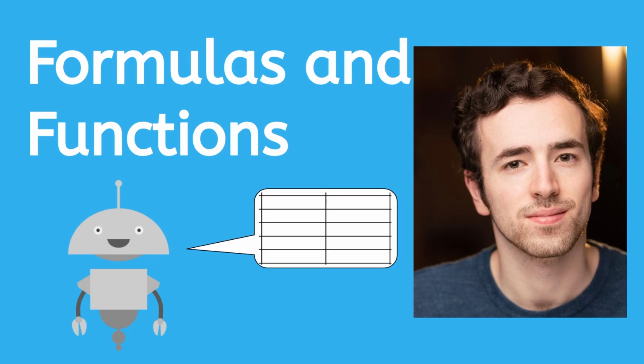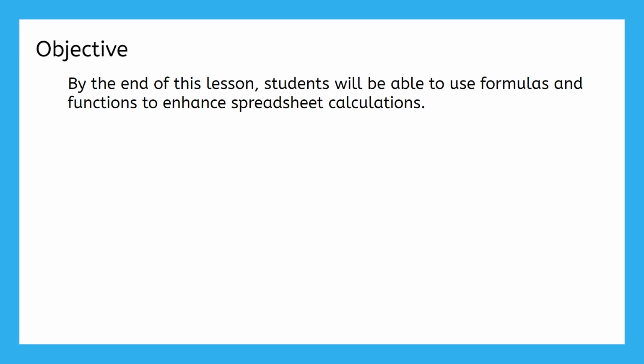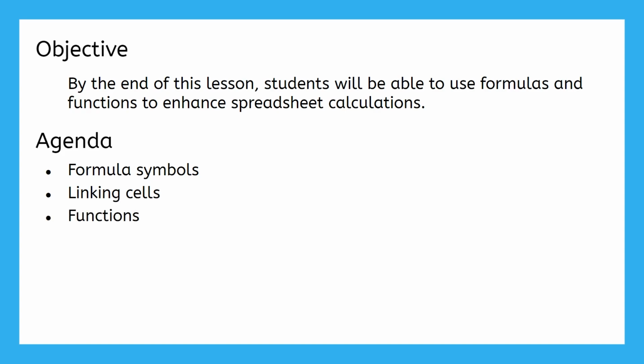In the last lesson, you learned all the different parts that make up a spreadsheet, which means now you can learn how to use one of the most important features of spreadsheets, formulas and functions. By the end of this lesson, you will be able to use formulas and functions to enhance your spreadsheet calculations. First, you'll learn about the symbols used to perform calculations with formulas, since they're a little different from calculators. Then you'll learn to link cells, so that if one number changes, all of the others will update automatically. Finally, you'll learn the difference between formulas and functions, and why functions are way more useful.